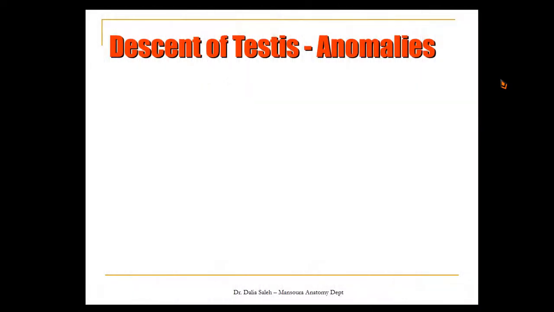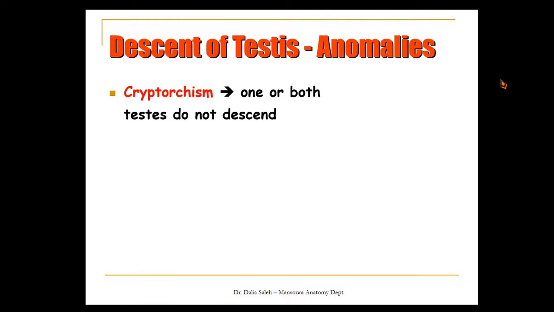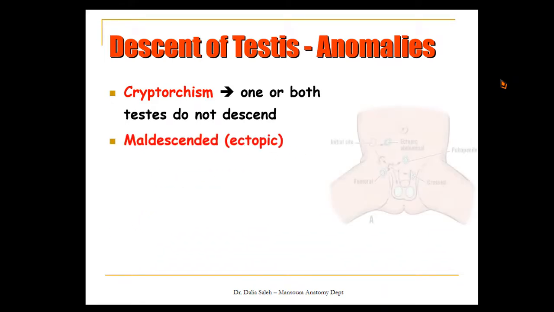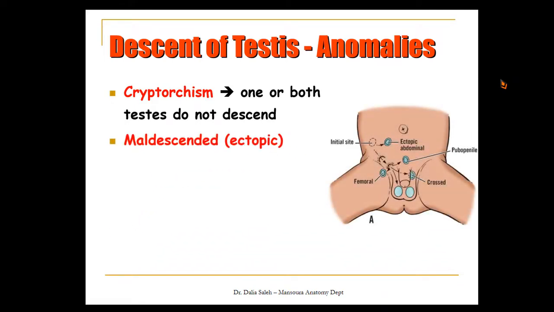What about the anomalies of the descent of the testis? First, we have cryptorchism, when one or both testes do not descend, or mal-descended testes, or ectopic descent. And instead of going down and lying inside the scrotum, they just go in a weird way, like migrate towards the femur, or cross to the opposite side, or remain at the pubic region.